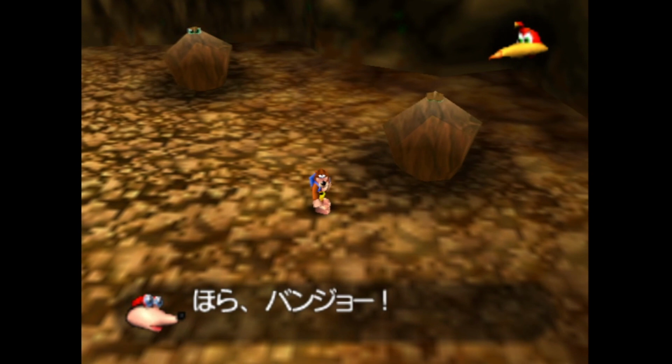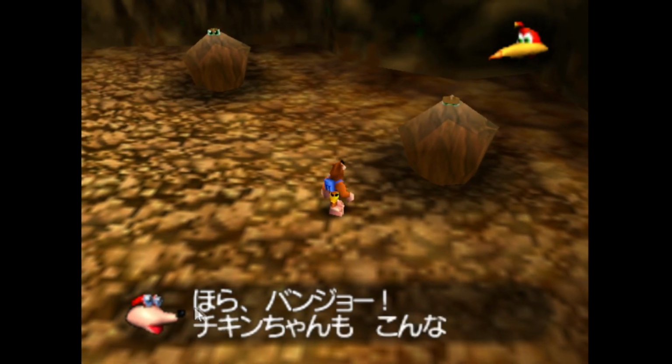Oh, he's talking more. Hora banjo. So hora is like, look. It means kind of look, in the sense of look at what happened. Look what I meant. Wasn't I right? Or look for yourself. Yeah, see for yourself. But yeah, hora banjo. So it's sort of like, look, banjo.